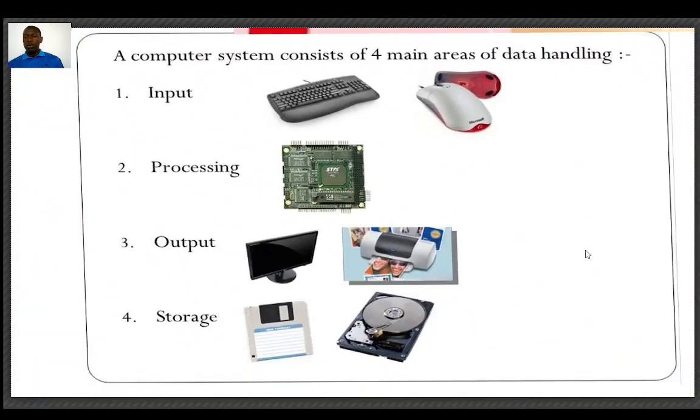When we look at the four main areas of data handling, the input, the processing, the output, and the storage, we have a few examples of the devices that are responsible for that data handling. For example, input devices: we have the mouse and the keyboard. For processing, we have the processor. For output, we have the screen or visual display unit and the printer. For storage, we have external disks and also internal hard disks.